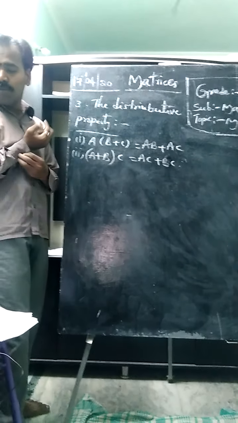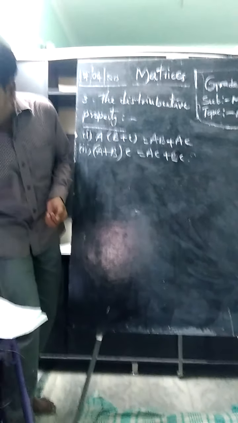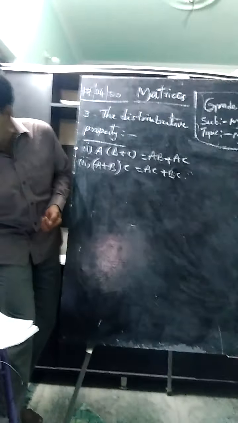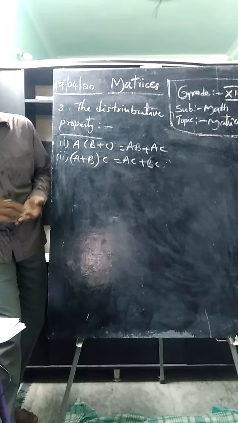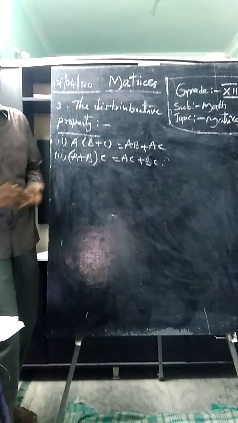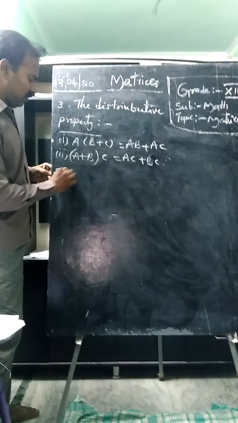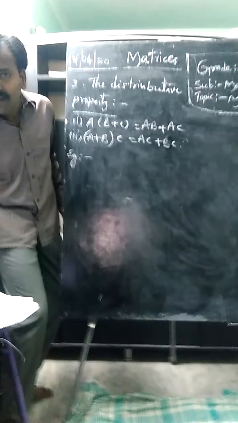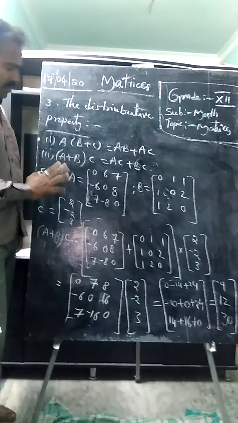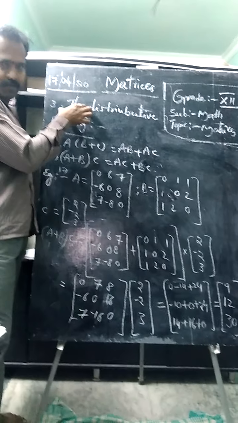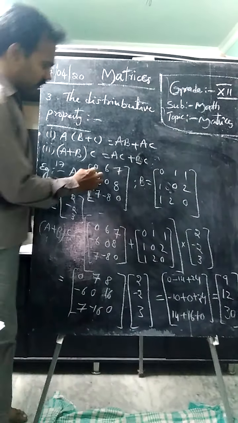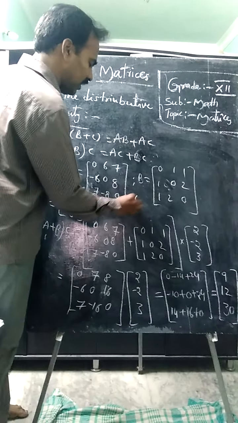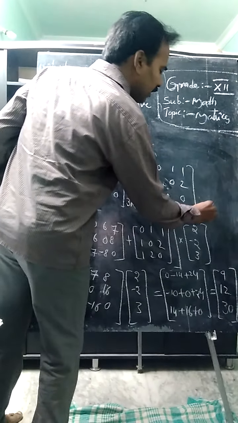Let me discuss some problems based on this distributive property, students. Let us discuss some model problems regarding this. Now let us consider, for example, example problem 17. Yes friends, let us discuss this example for proving the distributive property. Let us consider one matrix A. What is the order of this matrix? 3 rows, 3 columns, 3 by 3. Here also 3 by 3.